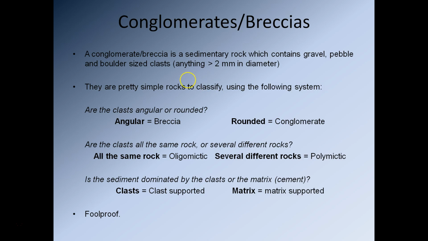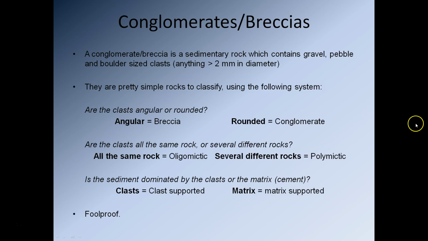Conglomerates and breccias are pretty simple to classify. The first thing is how angular the clasts are. If the clasts are angular, so they have lots of sharp corners, you would classify the rock as a breccia. However, if the clasts are rounded to sub-rounded, you would classify the rock as a conglomerate. So that's the first level of classification.